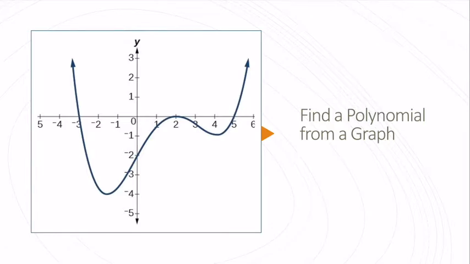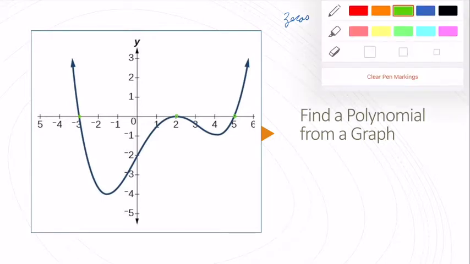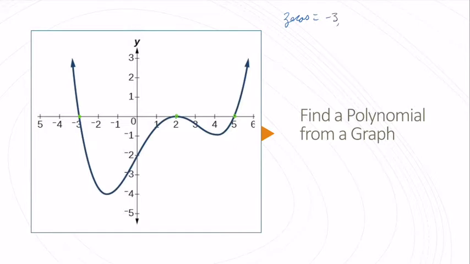So let's practice finding a polynomial from a graph. The first thing I see when I'm looking at this graph is my zeros. I'm looking for where my graph touches or crosses the x-axis. So I have 3 zeros here: -3, 2, and 5. I also see that I have 3 turning points: 1, 2, 3. Because I have 3 turning points, I know that my degree must be 4.